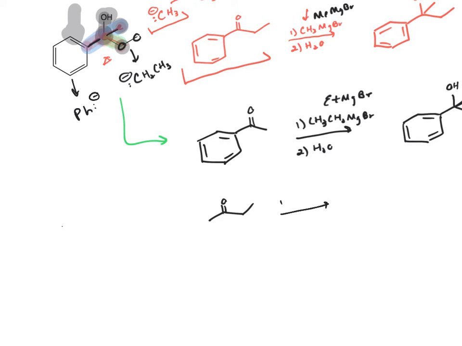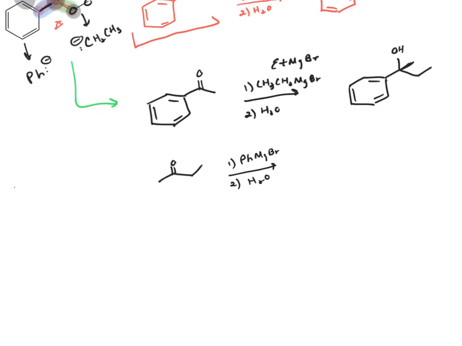So here, our Grignard reagent would have been Ph-MgBr. And then again, a second step would have been H2O. And we would have ended up with the exact same product. So there is no one way to go about answering this question.